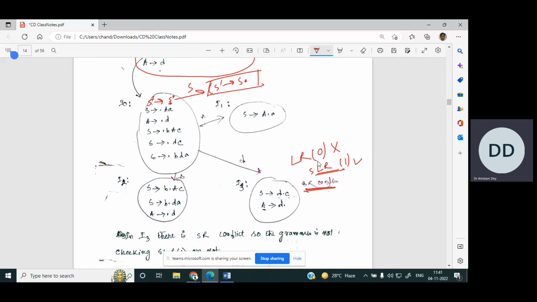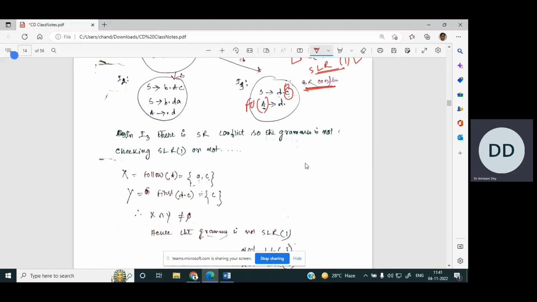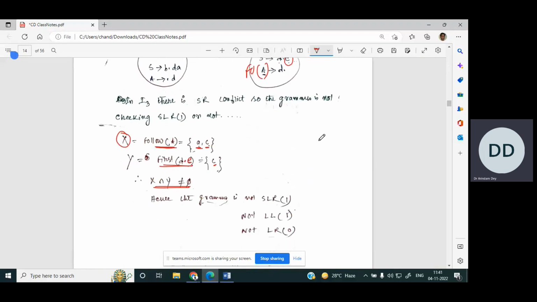SR conflict means we have to find the follow for this A and the first for this C. Correct? Now here we calculated the follow for A, you check. I have termed this as set X. Follow for A contains two parts, A and C, and first of this C means small c after the dot here. Once I calculate whether the intersection is phi or not, it is not phi because c is common between them. So the grammar is not SLR1. So I have marked it, right, and not LR0 also.